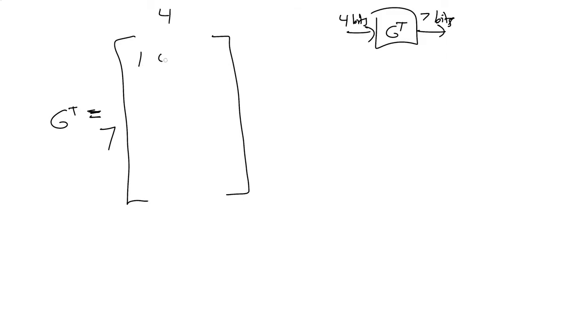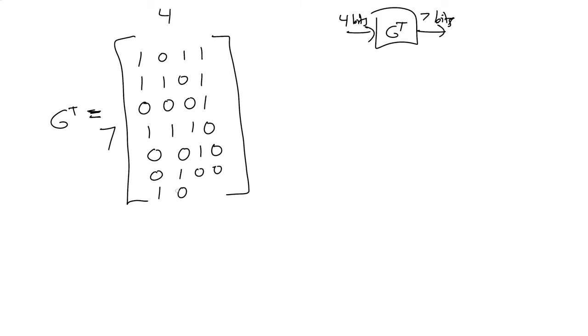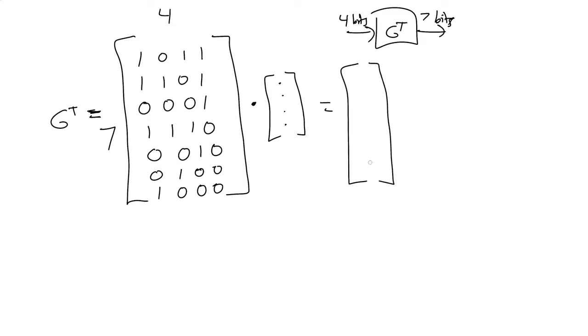Anyway, this is it. 1 0 1 1. 1 1 0 1. 0 0 0 1. 1 1 1 0. 0 0 1 0. 0 1 0 0. 1 0 0 0. That is the G transpose matrix. And I think you'll agree that if I do the vector multiplication with that matrix and a vector of any 4 bits, this will pop out a 7-bit thing. And that is exactly what we're showing in our picture here, right? 4 bits in, 7 bits out. That's exactly what it's going to do.